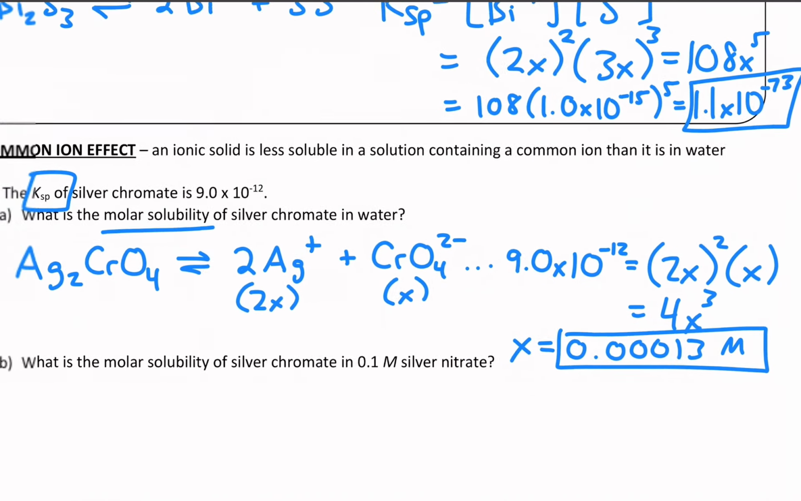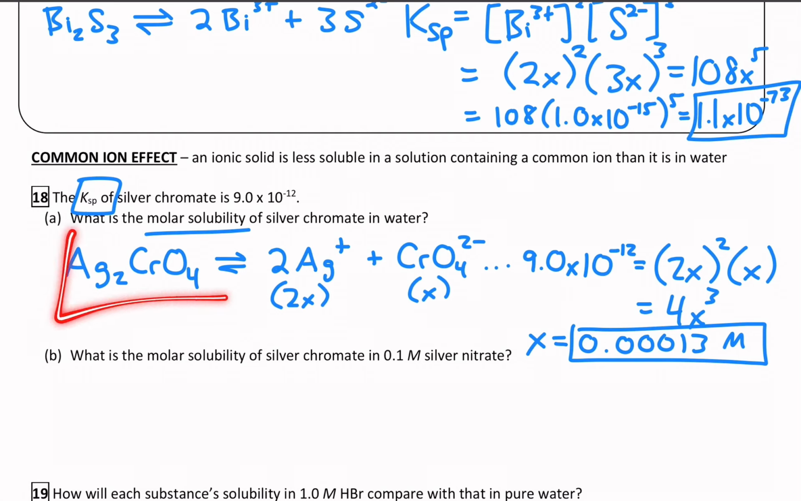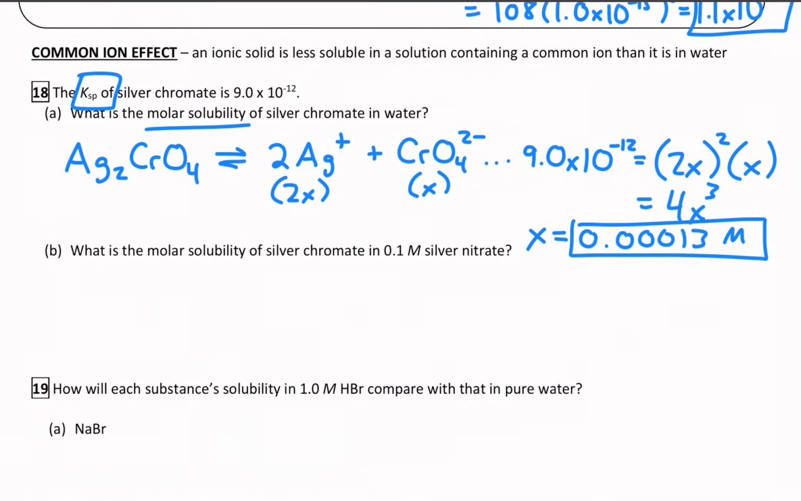That's the concentration that we could make of silver chromate in a saturated solution. Remember, saturated means it's at its maximum amount. This is how much silver chromate would actually dissolve. And it would turn into twice that of the silver concentration and exactly that of the chromate concentration. Now, what if we don't have pure water, but we have a solution of some other ion? How does that affect the solubility?